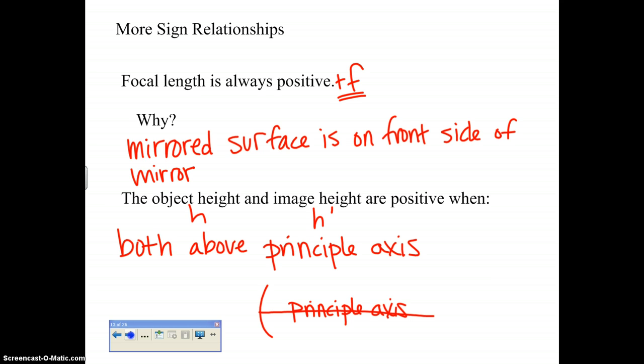Both will be negative then. H and H prime will be negative when below the principal axis.